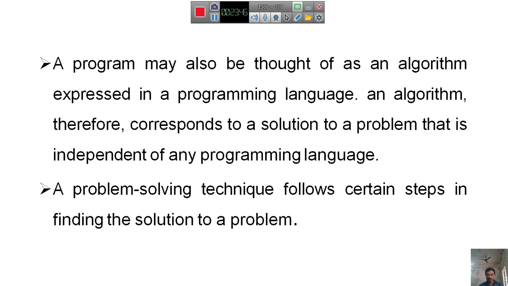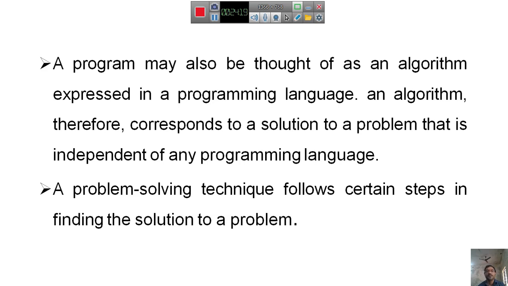So here, the computer algorithm, or algorithm. An algorithm is a set of simple steps to solve the problem, written in simple English language that can be understood by anyone, everyone.